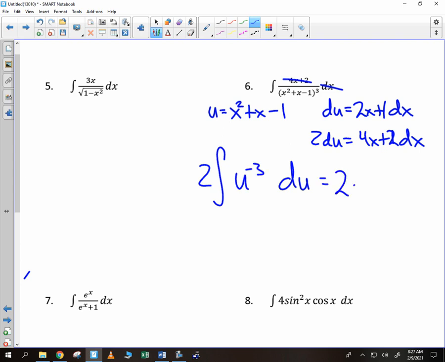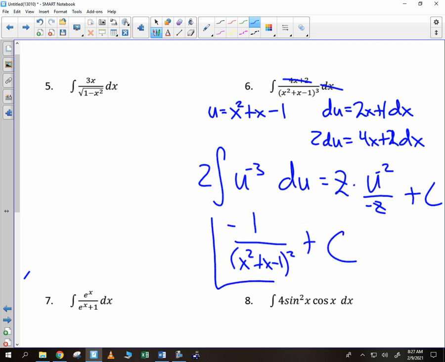The antiderivative of u to the negative 3 is u to the negative 2 divided by negative 2. Notice that those 2's will cancel, and I get negative 1 over u squared, or x squared plus x minus 1 quantity squared, plus a constant. This is your integral.